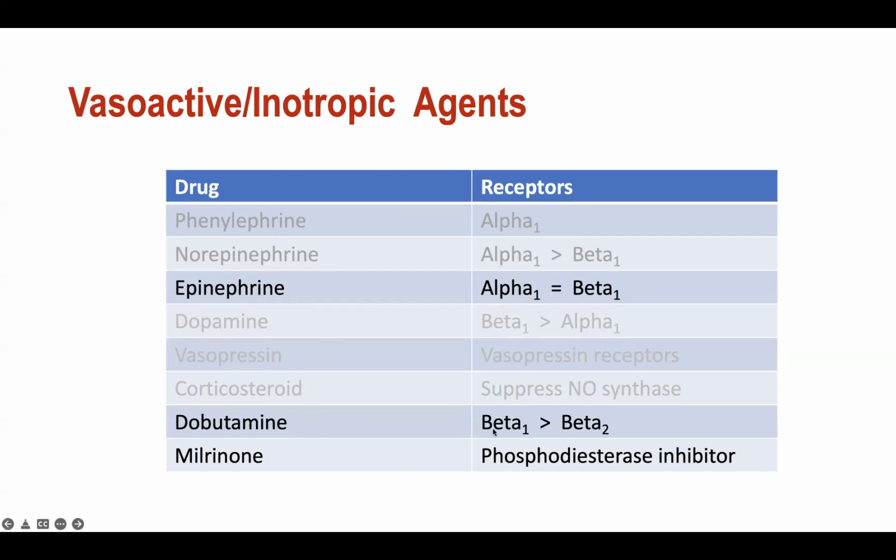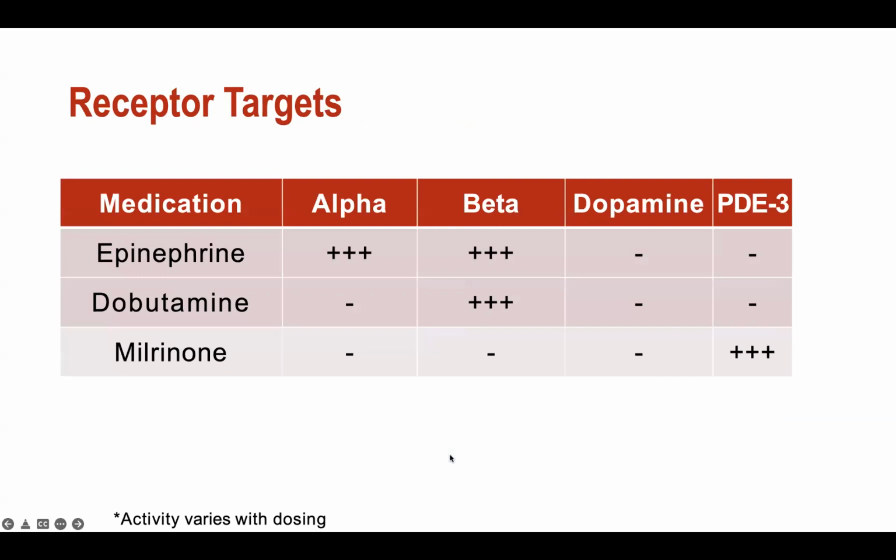Dobutamine, beta 1 is greater than beta 2 in the usable doses of less than 10. You start to lose some of that when you're above 10. You start to encourage alpha. And remember, Milrinone is a phosphodiesterase inhibitor. So now, just taking a look at the receptor targets. Alpha receptors reside in the artery. So I start epinephrine, I'm going to have arterial constriction. I'm also going to have beta 1 stimulation. I don't affect any of the dopaminergic receptors or the PDE receptors.